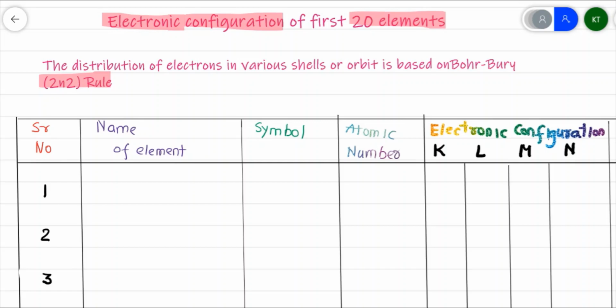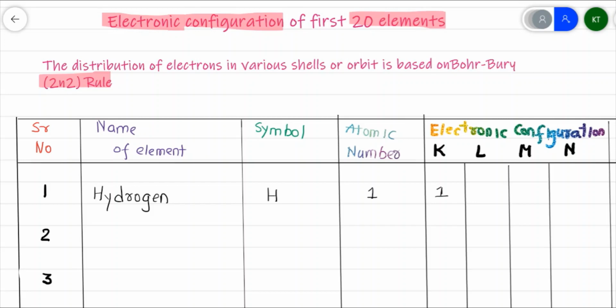So I'll be writing down the name of the element, the symbol by which the element is represented, the atomic number, and how the electrons have been distributed in the various shells. The very first element of the periodic table is hydrogen. Hydrogen has symbol H, atomic number 1, so it has only one electron, which goes in the first shell.